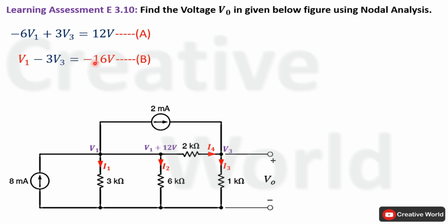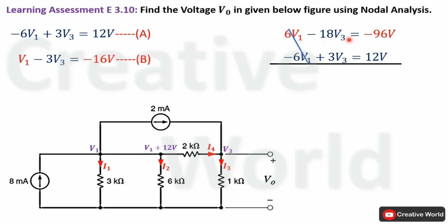In order to get the value of voltage V3, we will multiply equation B with 6. It will become 6V1 minus 18V3 equal to minus 96 volt. Now add equation A into this resulting equation. Minus 6V1 and plus 6V1 will cancel out with each other. Minus 18V3 plus 3V3 will become minus 15V3, and here minus 96 volt plus 12 volt will become minus 84 volt. In order to calculate the value of voltage V3, we will divide on both sides with minus 15.